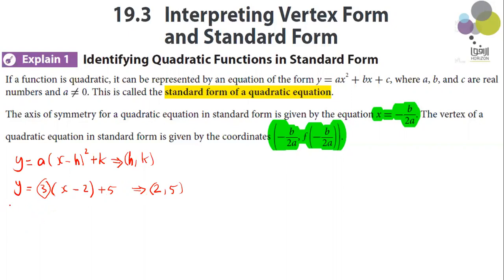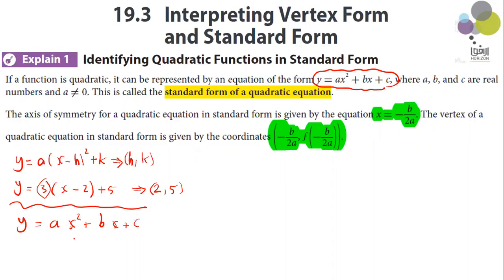Another part: today we will study the standard form. This is the standard form: y equals ax squared plus bx plus c. In the standard form, we have 3 parameters: a, b, and c.